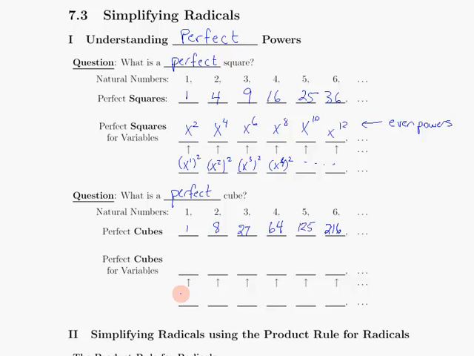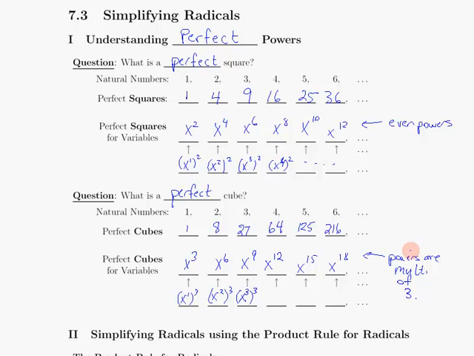Okay? Now what about perfect cubes for variables? Well, that's going to be the case where you take an x to the first and see what you get when you cube it. Remember, power to a power is multiply, so it's x cubed. X to the second cubed would be x to the sixth. If you did x cubed cubed, that's x to the ninth. And you begin to see the pattern again. 3, 6, 9. What's the next one going to be? It's going to be 12, 15, and 18, and so on. So the powers are multiples of 3. Those are what we mean by perfect cubes.